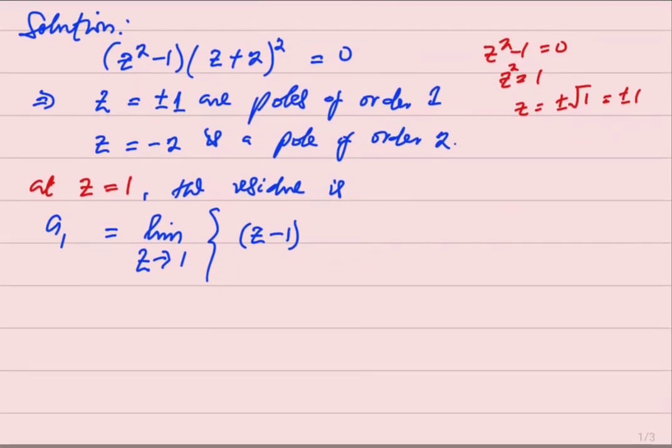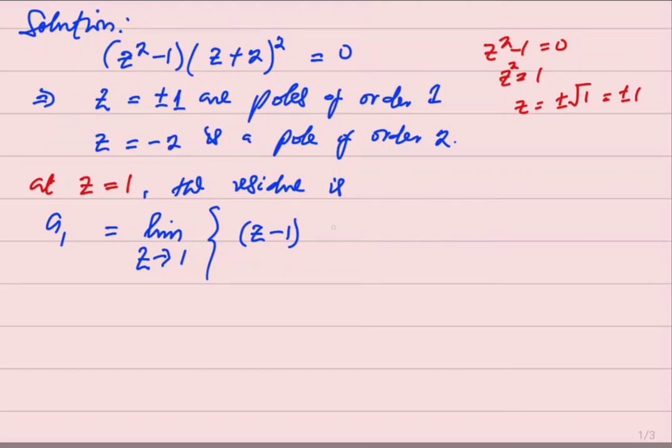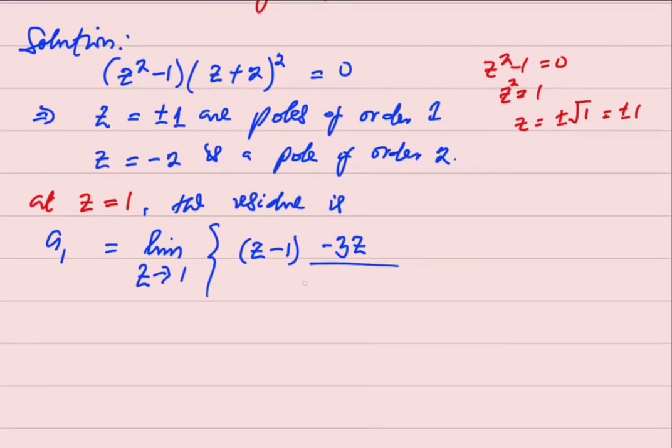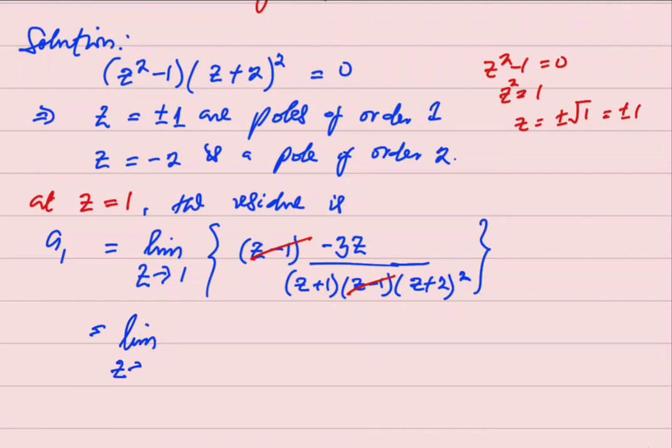f of z is minus 3z divided by z squared minus 1, that is z plus 1 times z minus 1, then into z plus 2, everything squared. So with this one, this and this will go. So you are left with the limit as z goes to 1 of minus 3z over z plus 1, then into z plus 2, everything squared.